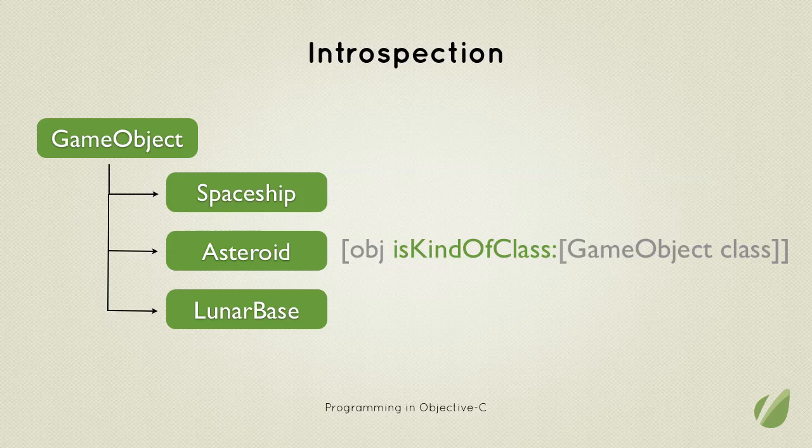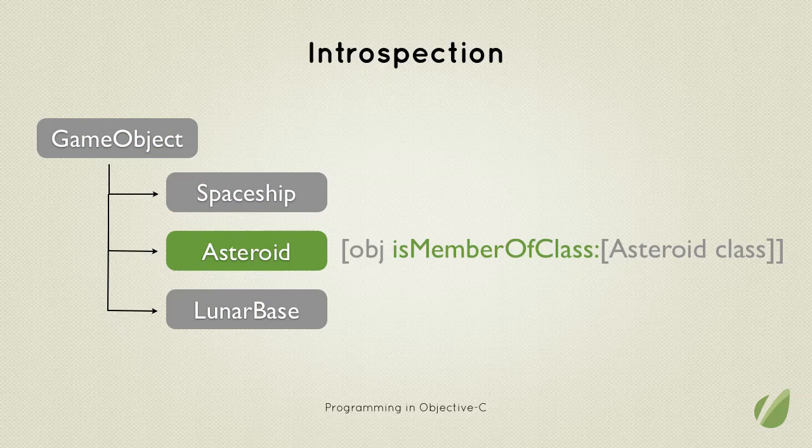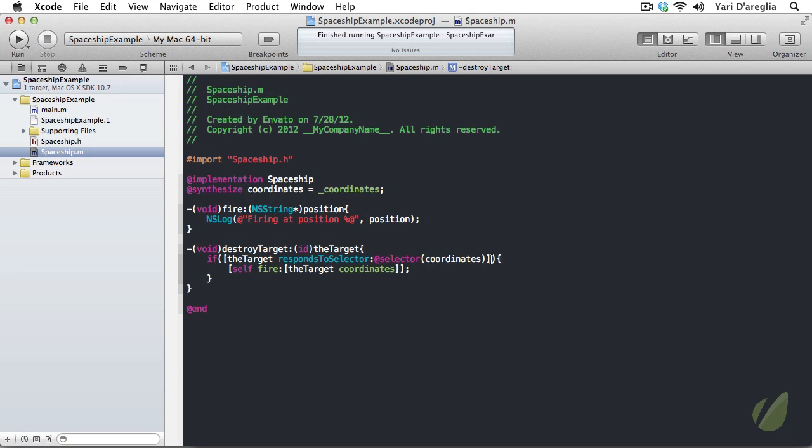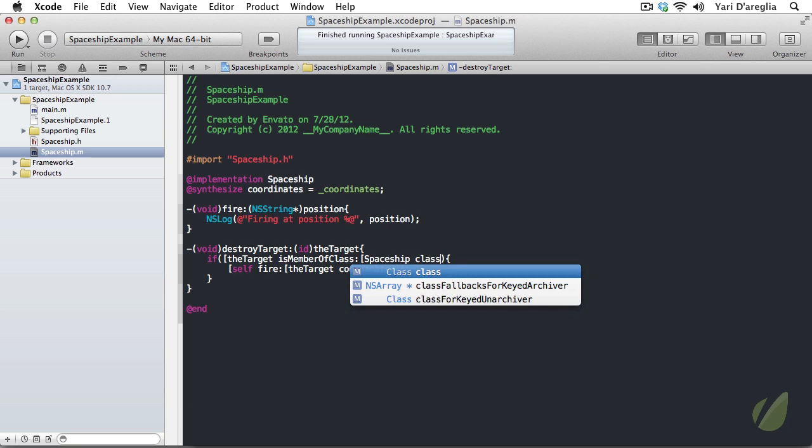And if you want to verify whether an object is a member of a specific class, for example Asteroid, you can instead send the message isMemberOfClass. And now isMemberOfClass will return YES only if the receiver is an instance of Asteroid. And so with these methods, you are able to check your code at runtime. So let's modify the previous example using the method isMemberOfClass to check that the target is of type Spaceship.